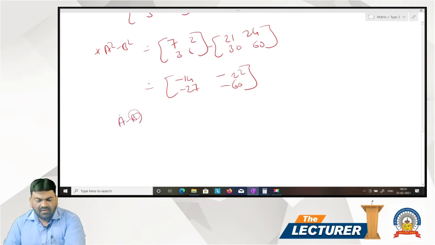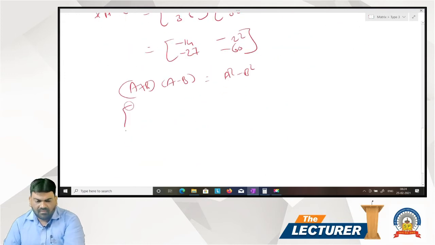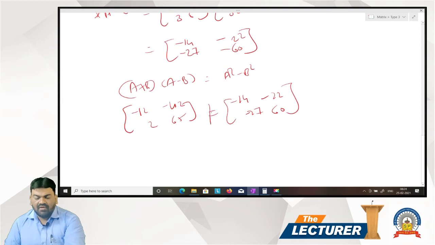So A plus B multiplied by A minus B is equal to A square minus B square. First answer here: minus 12, minus 42, 65. Second answer here: minus 14, minus 22, minus 27, minus 60. It is not equal. So first is not equal.